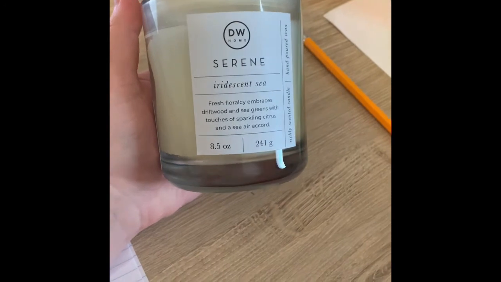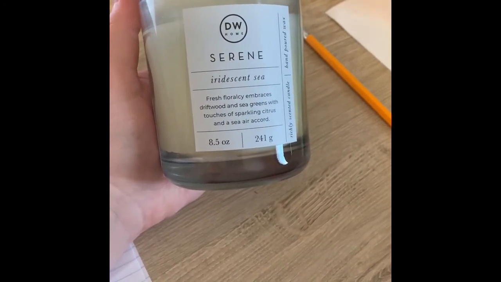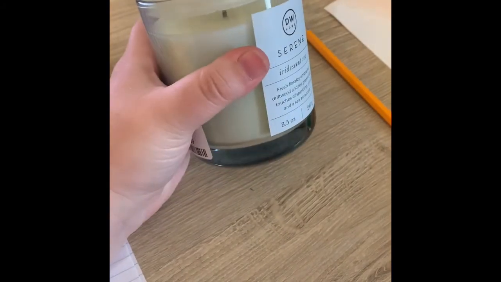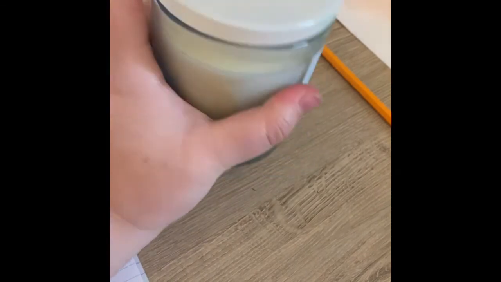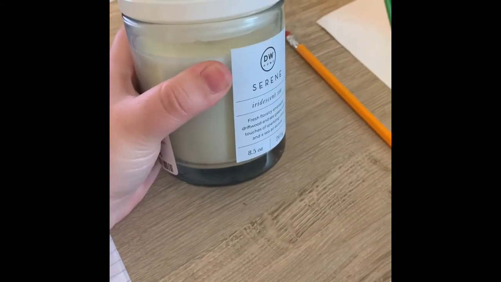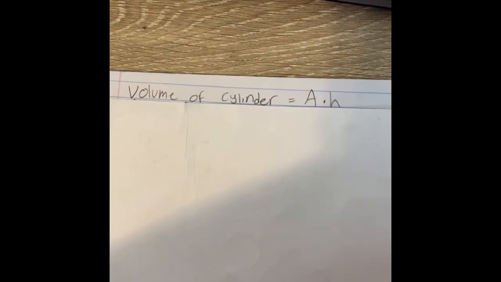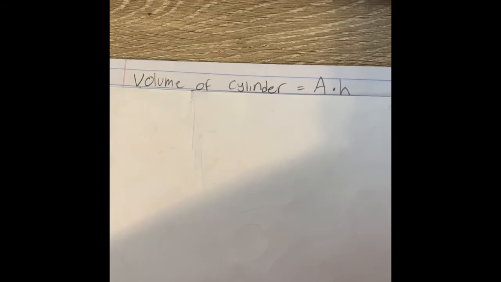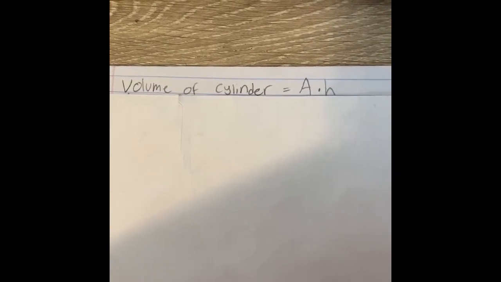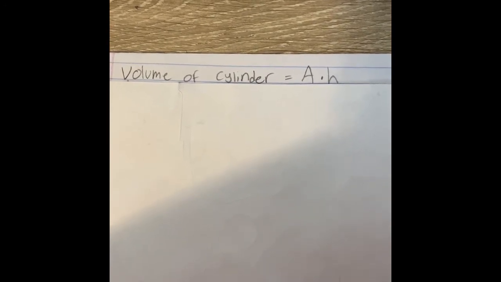All right, welcome back. For our last problem today, we are going to be finding the volume of a cylinder. So I have here just a candle. As you can see, it is a cylinder. The first thing we're going to want to do is find our measurements. The formula for the volume of the cylinder is area of the base times the height. To find the area of the base, that equation is pi r squared.